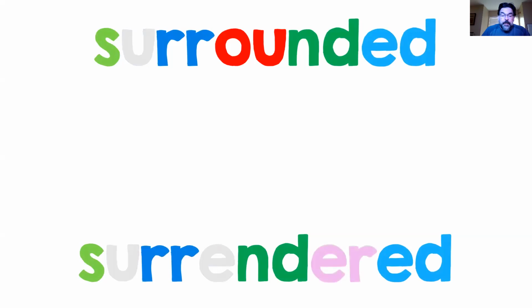Down below, there's an R-controlled sound in surrendered towards the end. You don't see that in surrounded. And it's very common to add an R when you're reading words, all right? Totally normal, and it's one way that you can confuse these words.